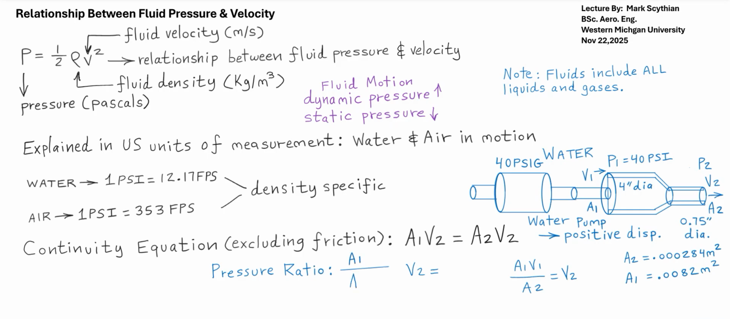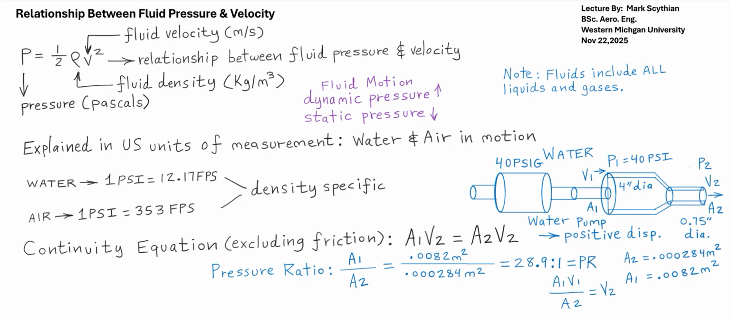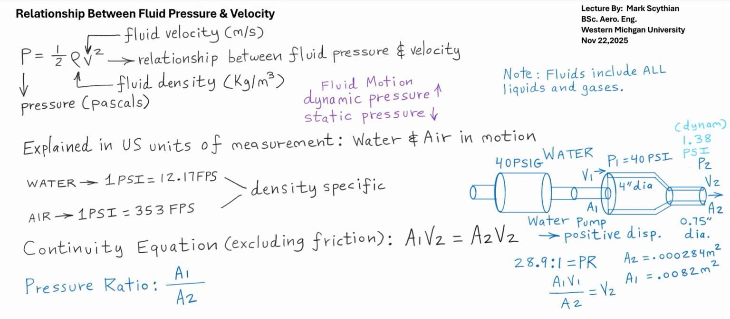So again, our pressure ratio is A1 over A2. So we take our A1, divide it into our A2. So we get 28.9 to 1 pressure ratio. So if we divide our 40 psi inlet pressure into 28.9, we calculate 1.38 psi dynamic pressure on the outlet.